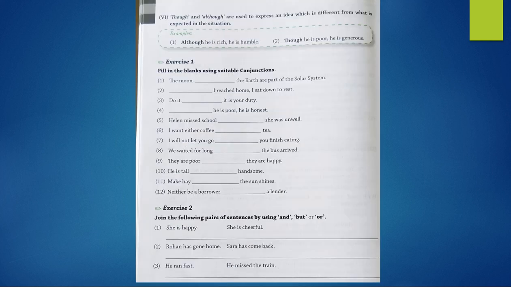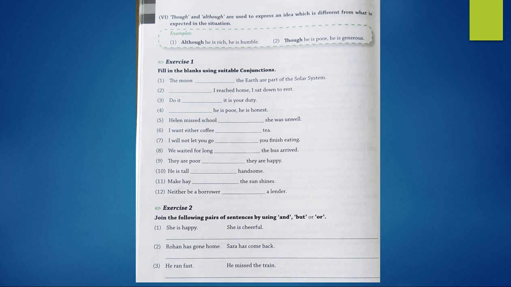Though and although are used to express an idea which is different from what is expected in the situation. So in place of although you can use though. Although he is rich, you are expecting that he should be proud of himself. But he's humble. Although he's rich, he is humble. So there's a kind of contrast. Though he's poor, he is generous. He is very kind, even though he's poor. That's what we mean. When we are expecting something else, some sort of different expectation, we can use though and although.